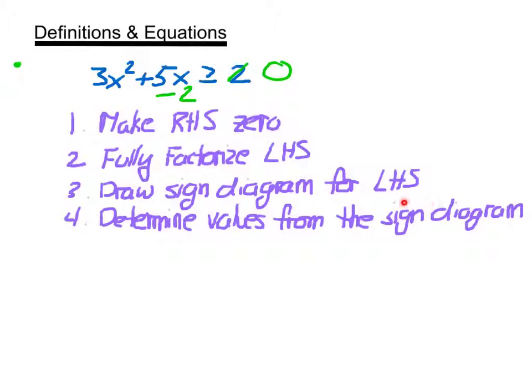Third, you should draw a sign diagram for the left-hand side. Remember, we practiced drawing sign diagrams in section A of chapter 19, and this is exactly why we learned how to do that. Number 4, from the sign diagram, figure out the intervals of x which allow the inequality to be true. And again, I'll explain this all in an example on the next slide.